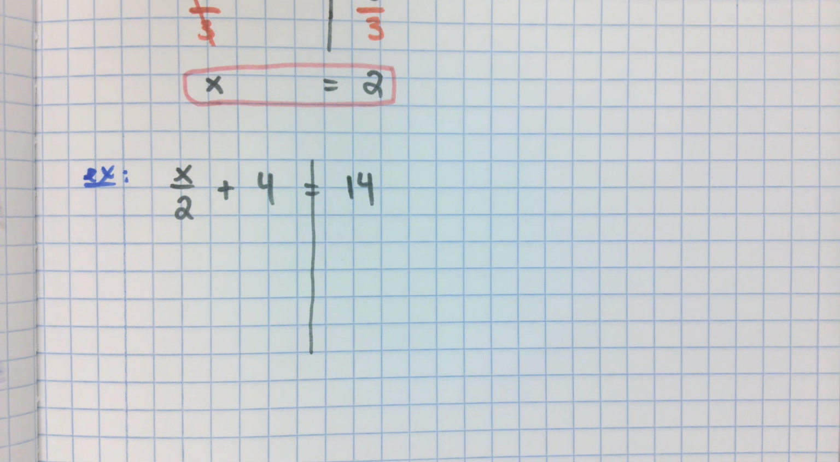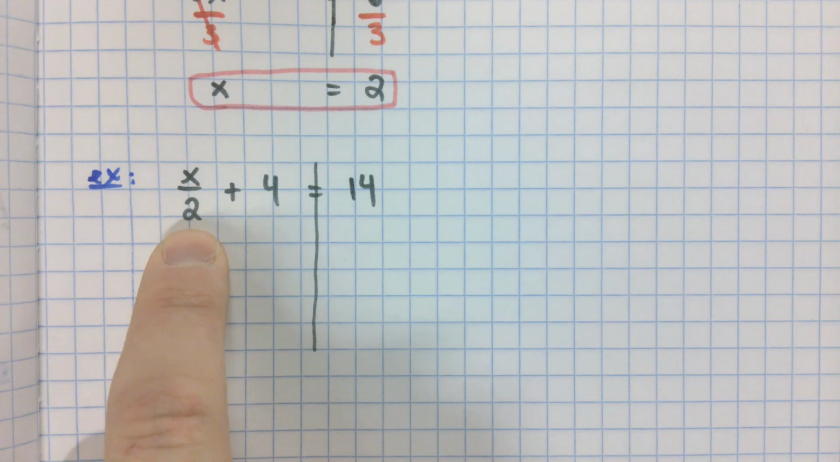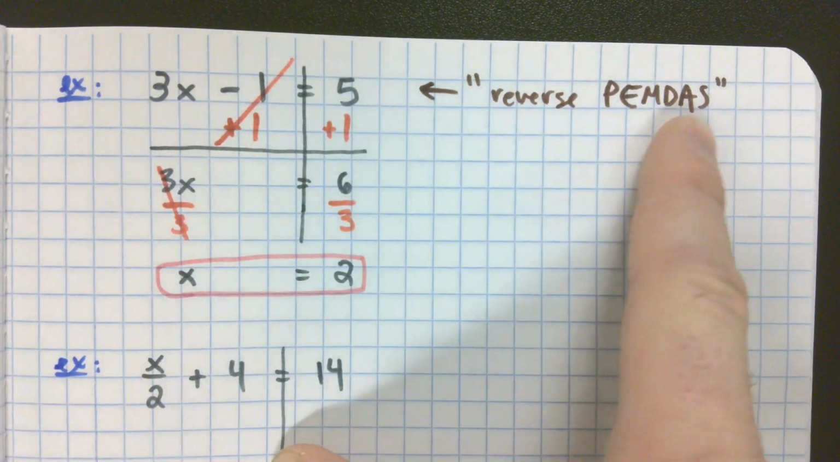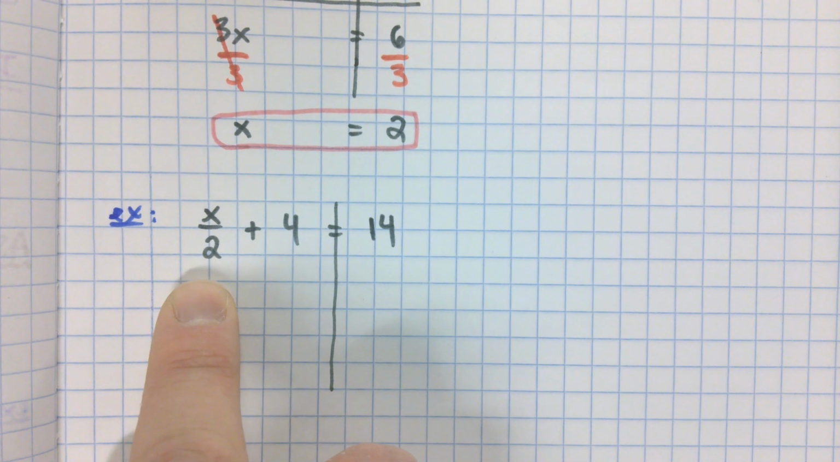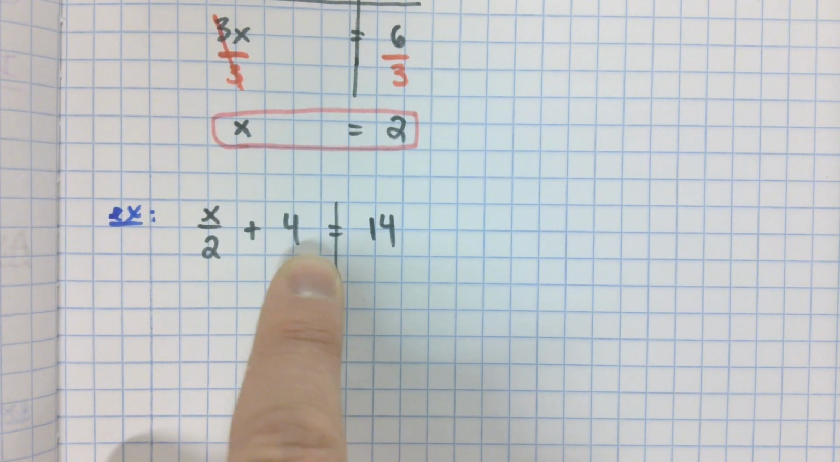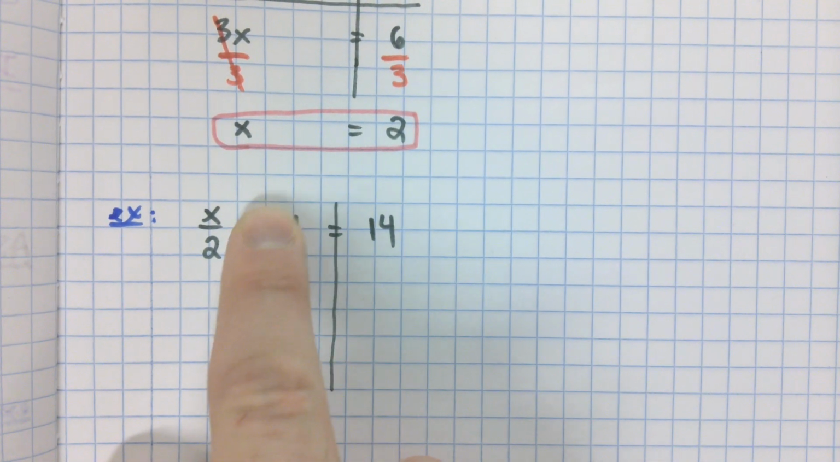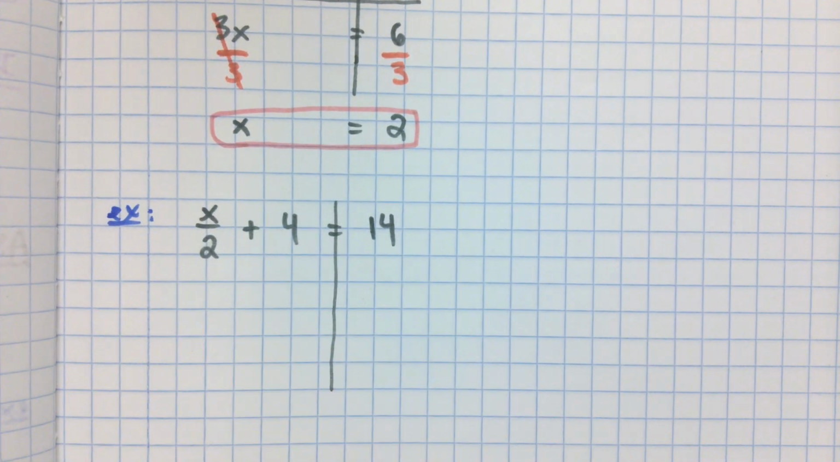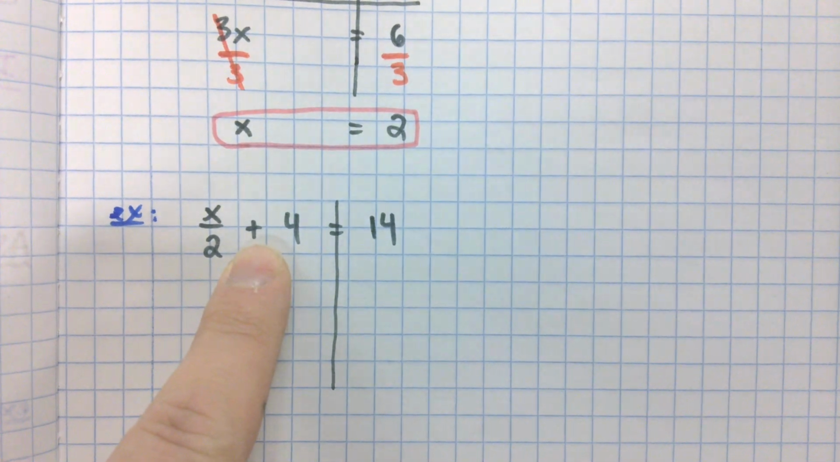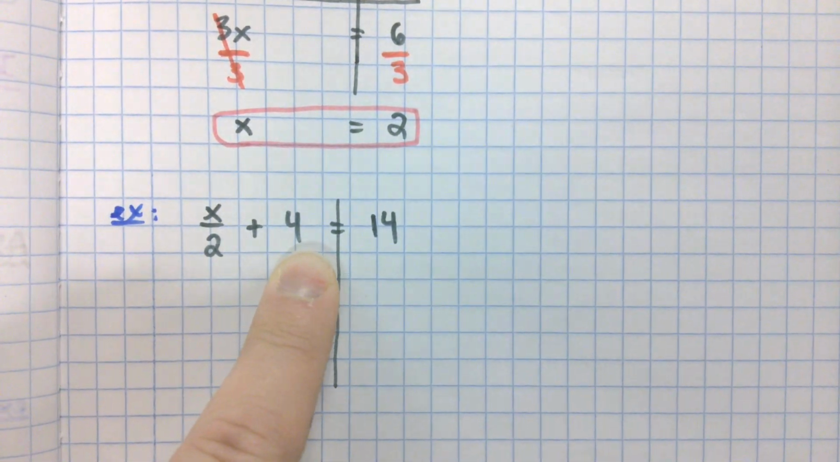What are the two things we're doing to x right here? Adding and dividing, right? If we're going to go reverse PEMDAS, which of those do we want to get rid of first, the adding or the dividing? The adding. We want to peel this outer layer off first before we get to that inner layer underneath the x. So if we're adding 4, what's the inverse of adding 4?